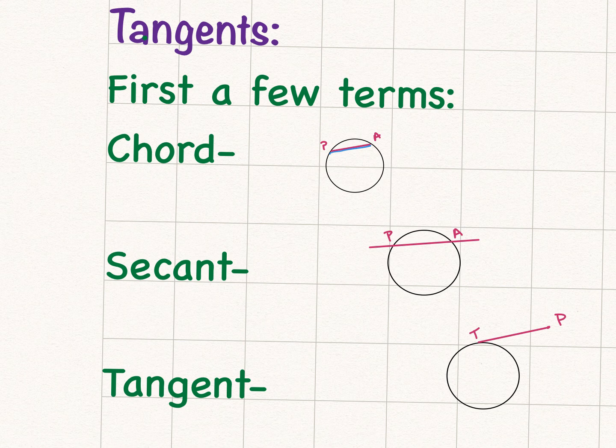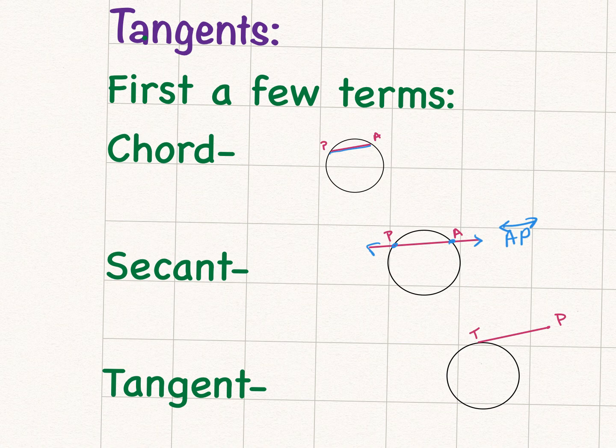The next term we'll have is secant. A secant is a line that intersects a circle in 2 points. So here we have line AP is a secant. It intersects the circle at A and P, and it is a line that continues on forever.